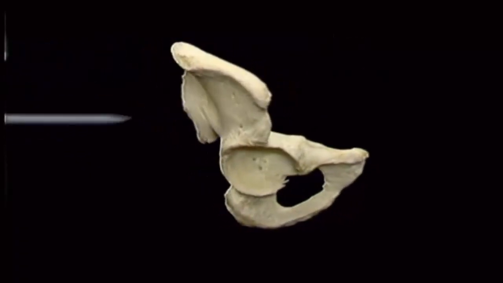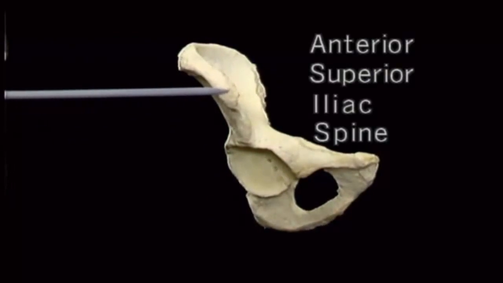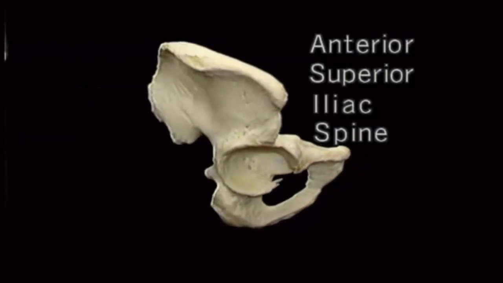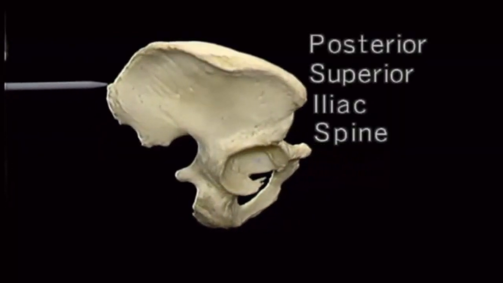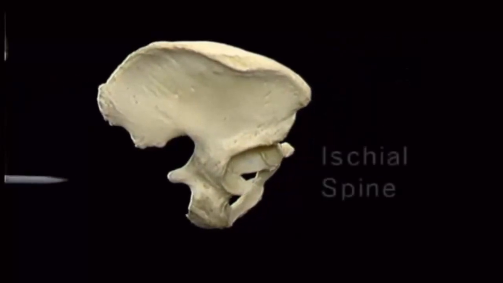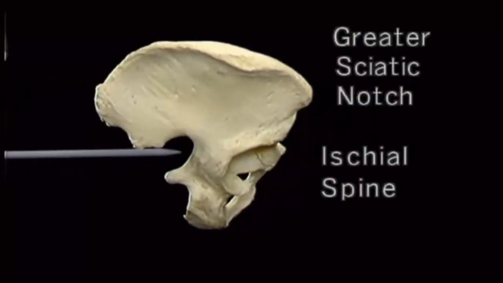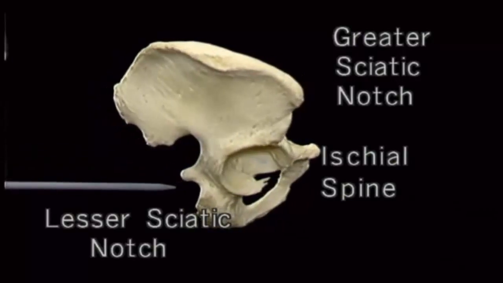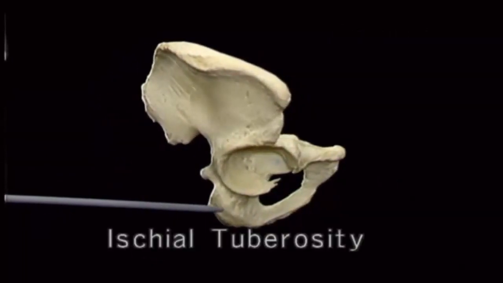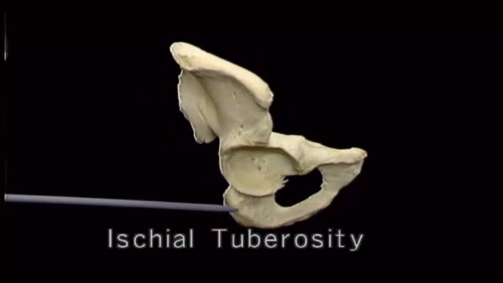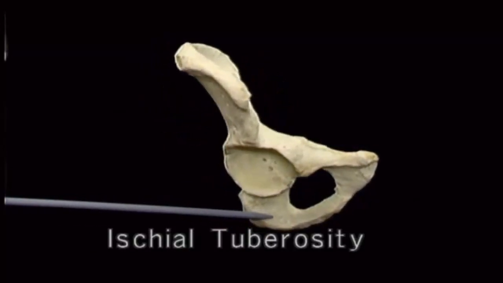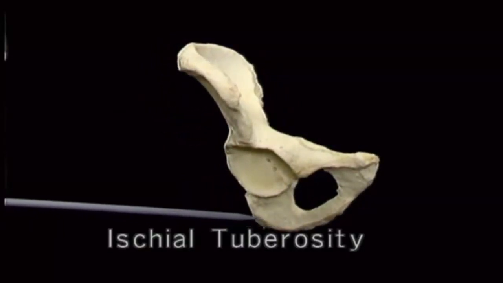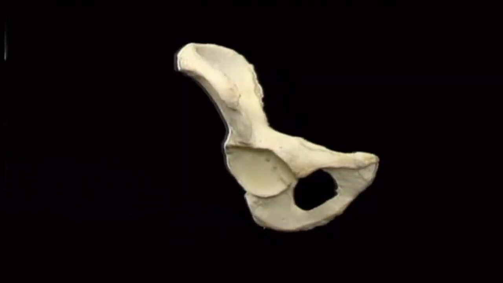The iliac crest ends in front at the anterior superior iliac spine, and behind at the posterior superior iliac spine. This is the ischial spine, with the greater sciatic notch above it and the lesser sciatic notch below it. This is the ischial tuberosity. The ischial tuberosity is another area where many muscles attach. It's also the part of the hip bone that we sit on.